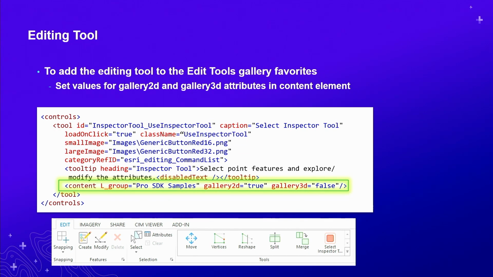By default, if you add a tool to the Modify Features pane, it's automatically added to the gallery at the top of the edit ribbon. You can specify if you want this tool to appear in the favorites list, which usually means it appears in the top bar there, so it appears on the gallery as the first row. To do this, again, you use that content tag, but here you can set another attribute called gallery2D or gallery3D, so true or false. We have a separate gallery for 2D views and a separate gallery for 3D views, and so you just say there if you want it to appear in the favorites or not.